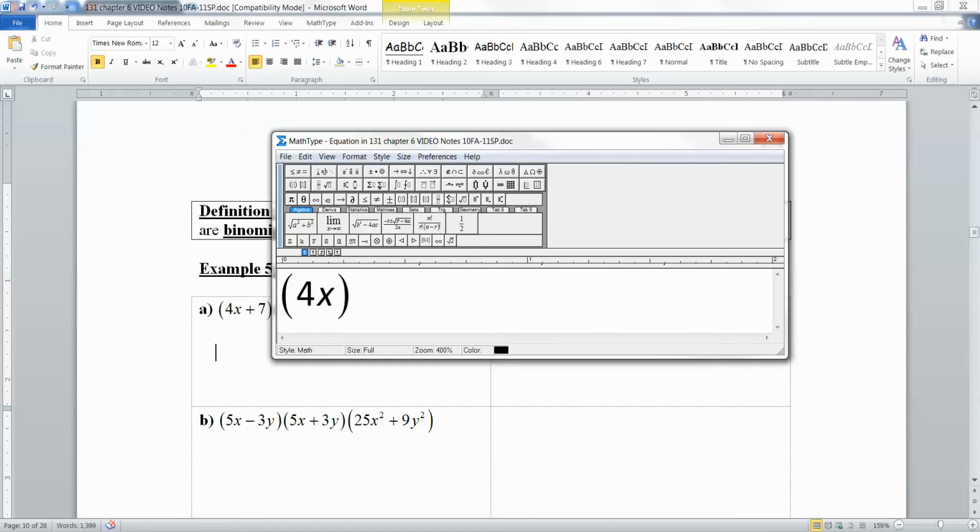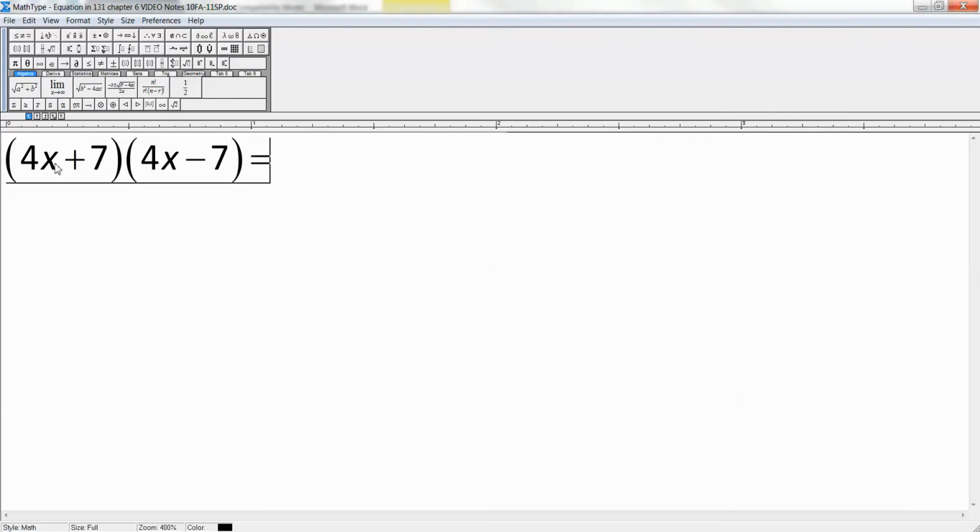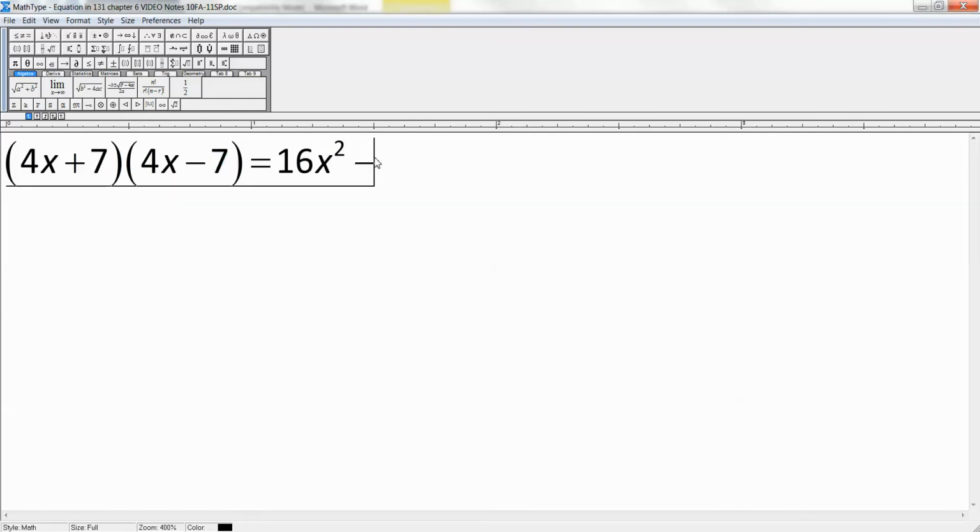So this one's 4x plus 7 times 4x minus 7. Okay, so when we multiply, we want to multiply 4x times each of these two. So that's 4x times 4x, that's 16x squared, minus 7 times 4 is minus 28x, plus 28x, because now we're going to multiply 7 times positive 4, minus 49.